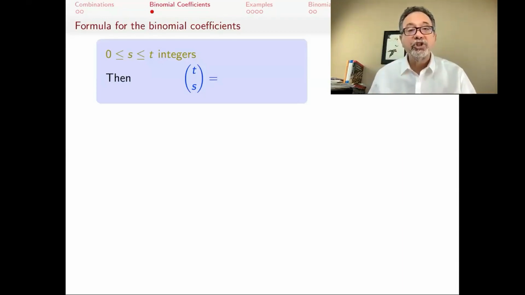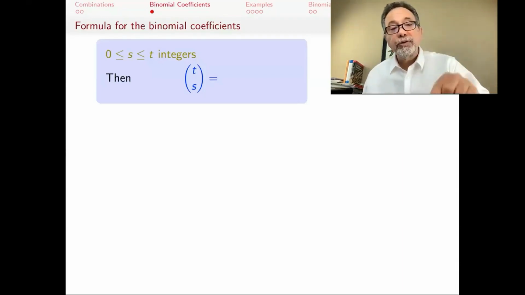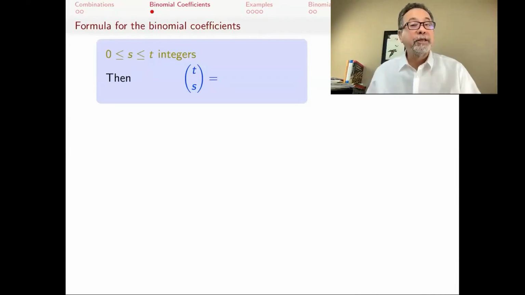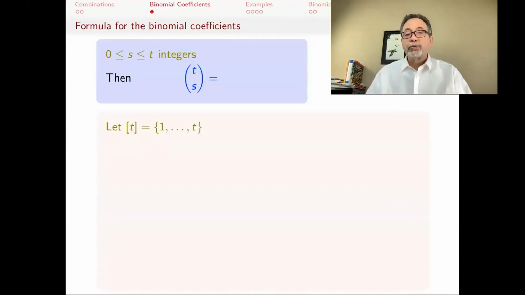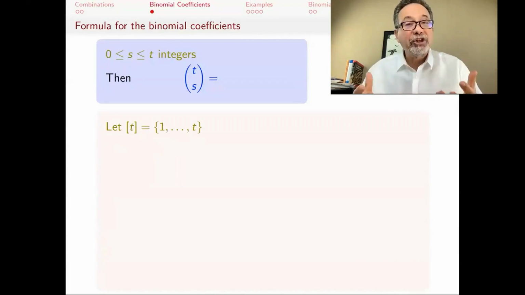I'm going to tell you what this T choose S is, but I'm going to prove the result before writing the statement, because the result comes from the proof. So I'm going to start with a set with T elements. T choose S is the number of S combinations, the number of subsets of size S of this set with T elements. That's what I want to count.